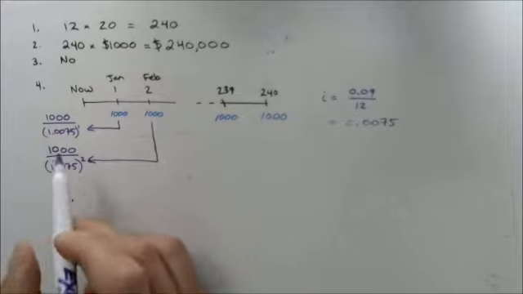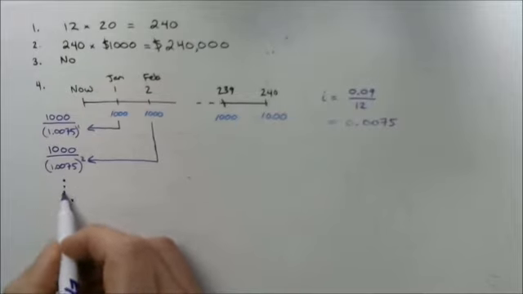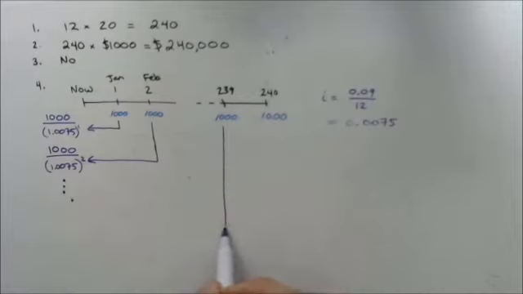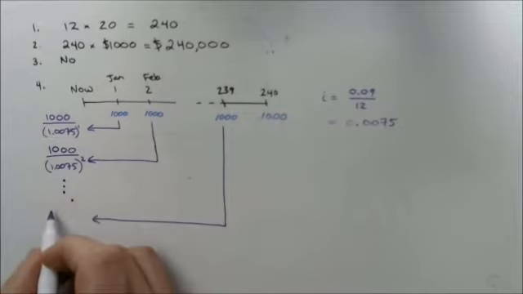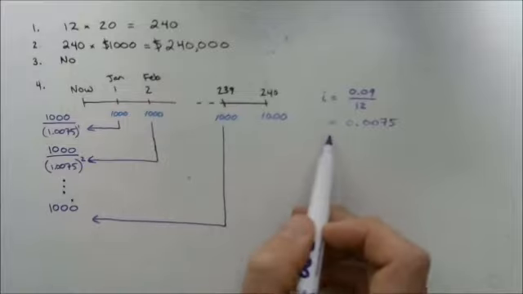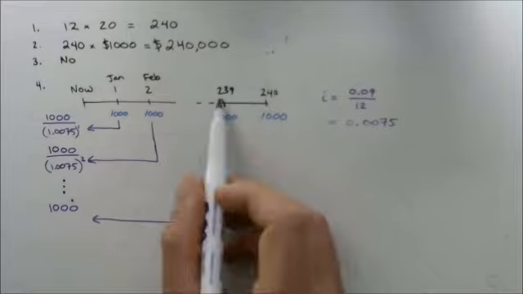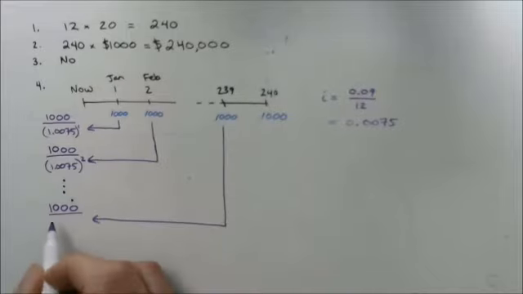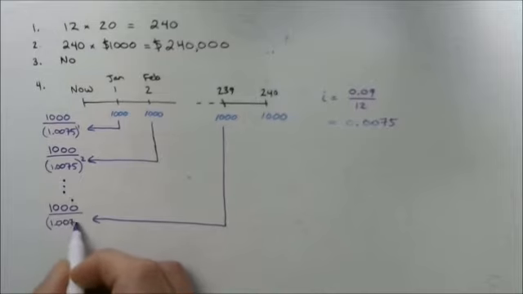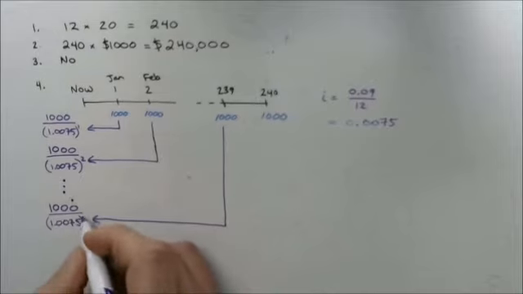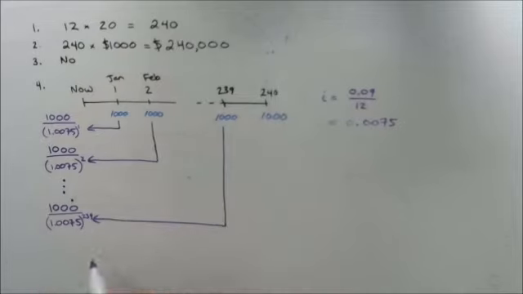And we could continue our chart. 1, 2, skip a few, down here to the 239th withdrawal. Must feel good to withdraw $1,000 239 times without making any deposits, well, maybe not good if you're running out of cash in your account. But our denominator here is 1.0075 to the power of 239. It's in there for 239 compounding periods.